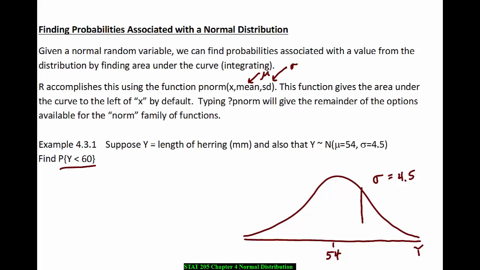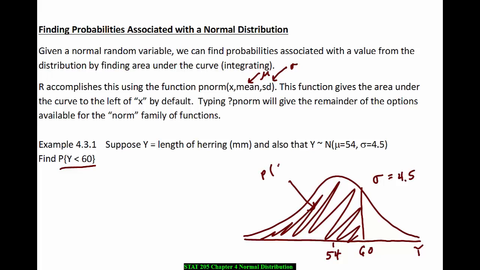So we could draw a line for approximately where 60 might fall in this distribution, and we're going to shade in the area that we want to find. We want to find the area to the left of 60. So we need the area under the curve that's shaded in on the picture. So that area should be the probability that y is less than 60. Now how are we going to accomplish this?